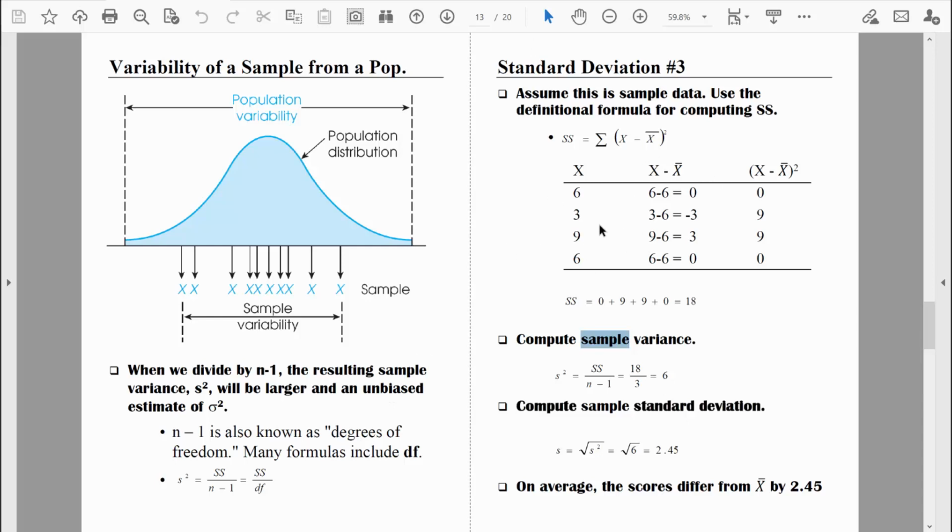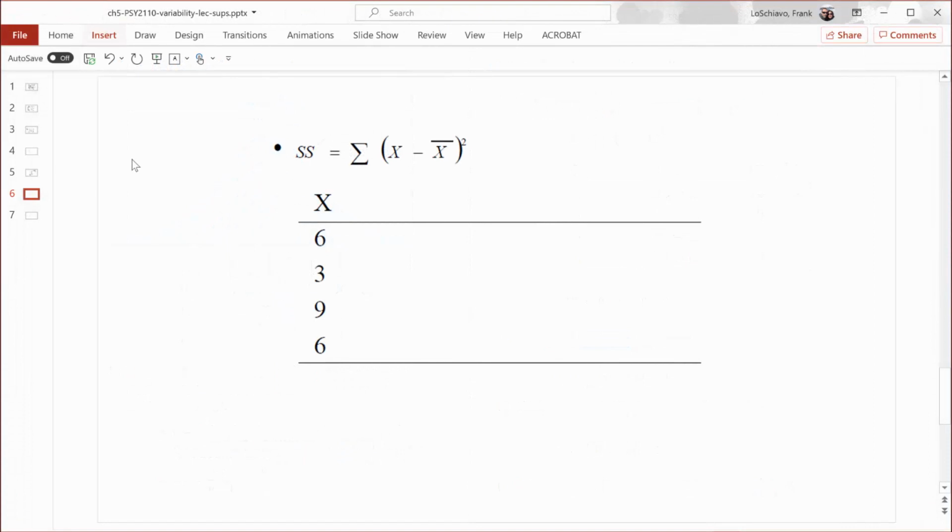Let's go ahead and replicate this example right here. We'll work on it together. In this example, we're going to assume that we have sample data, and we've also been asked to compute sum of squares using the definitional formula. So that's what we'll do.